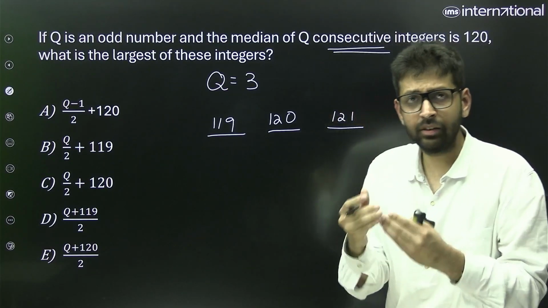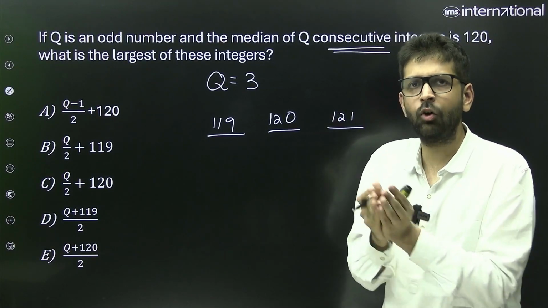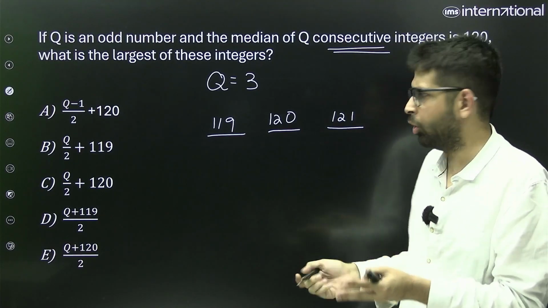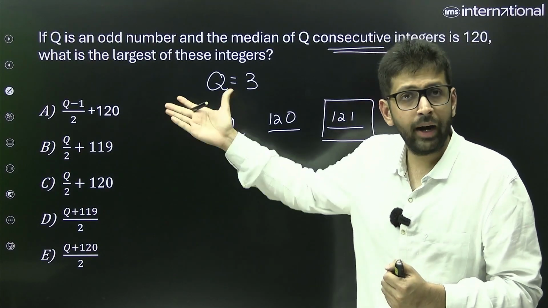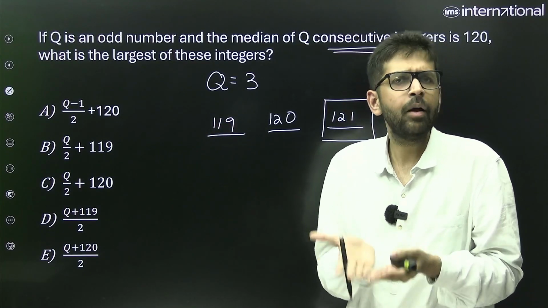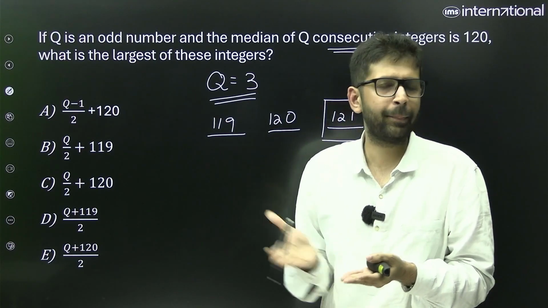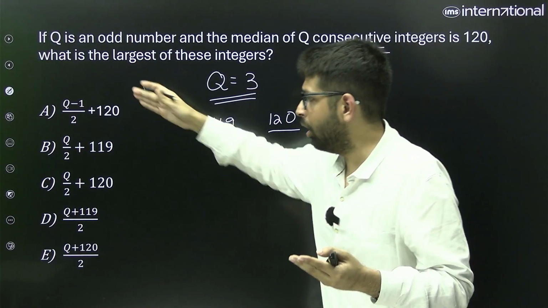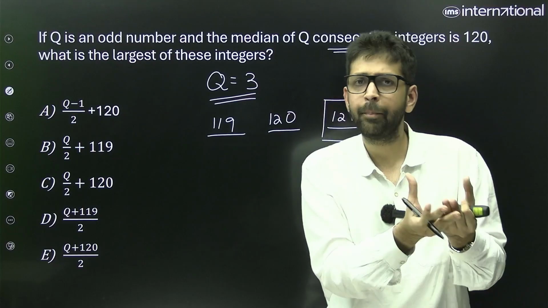So let's read the question again. If 3 is an odd number and the median of 3 consecutive integers is 120, what is the largest of these 3 integers? Okay, so the largest of these 3 integers is 121. Now if I look at these 5 options, nowhere is it mentioned 121. Why is that? Because we assumed the value of Q to be 3. And obviously 121 is not going to be a part of these options, right? What would be a part of these options? All the options are consisting of Q as their part, right?